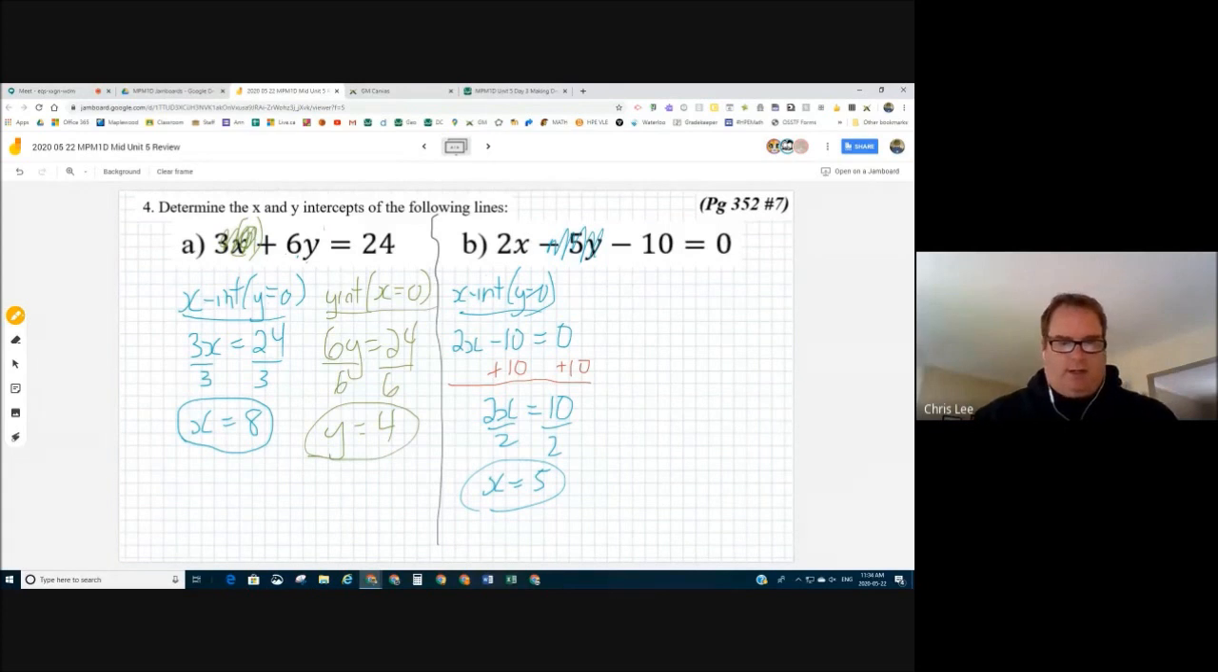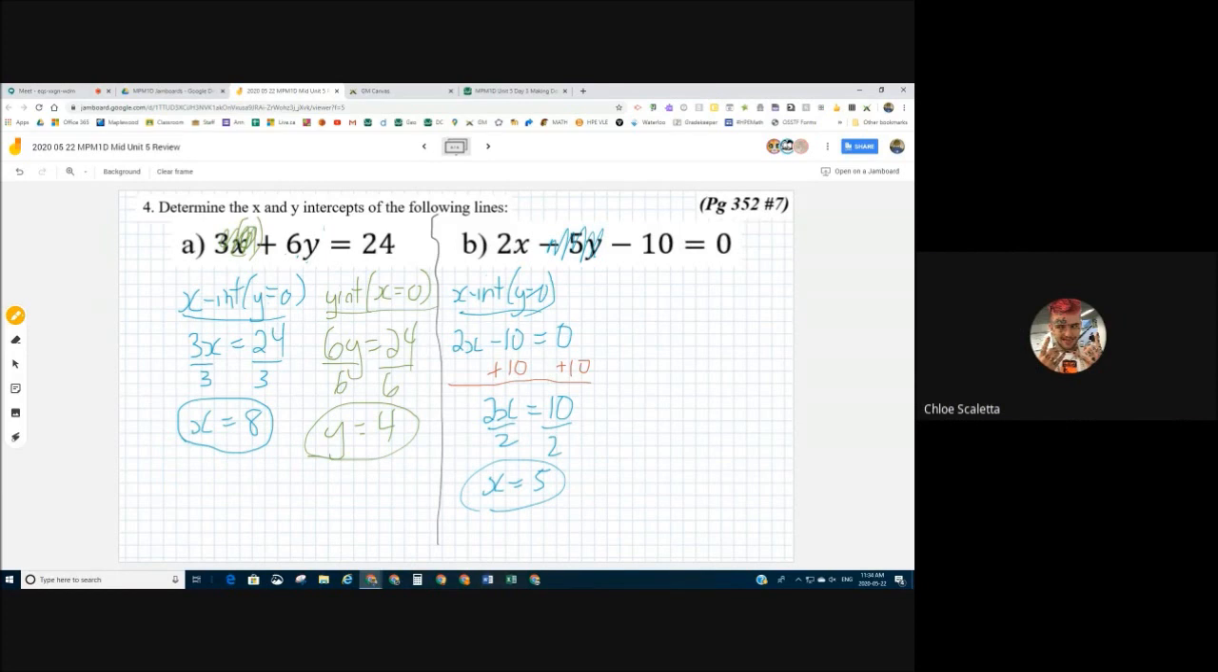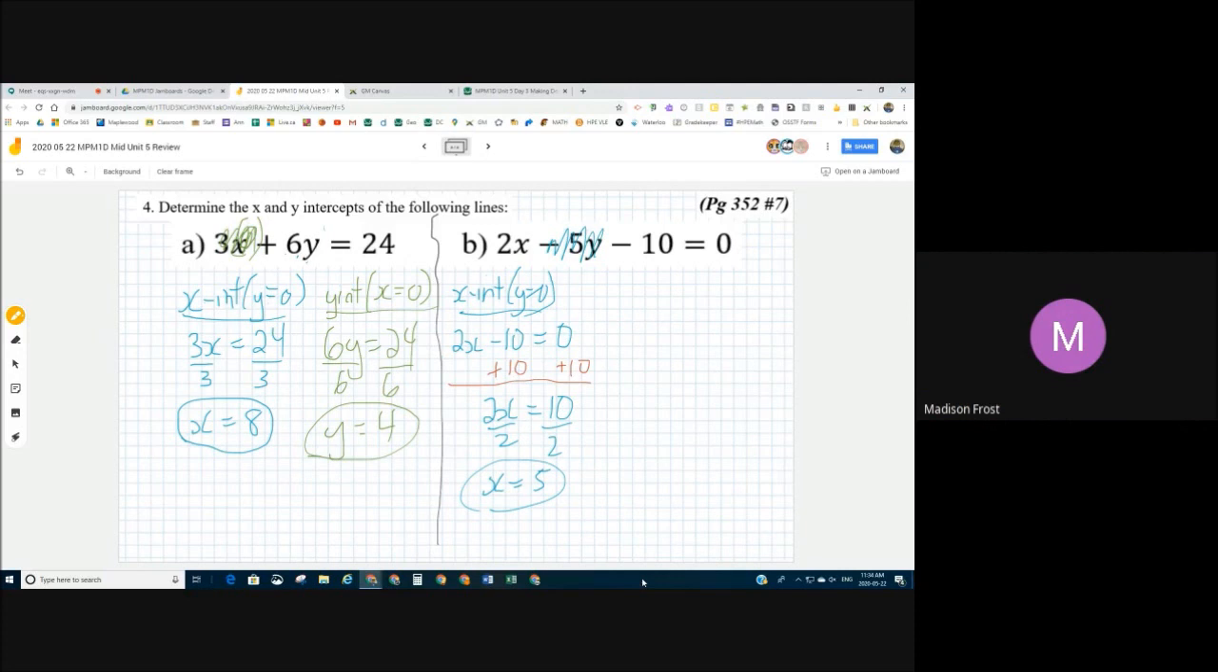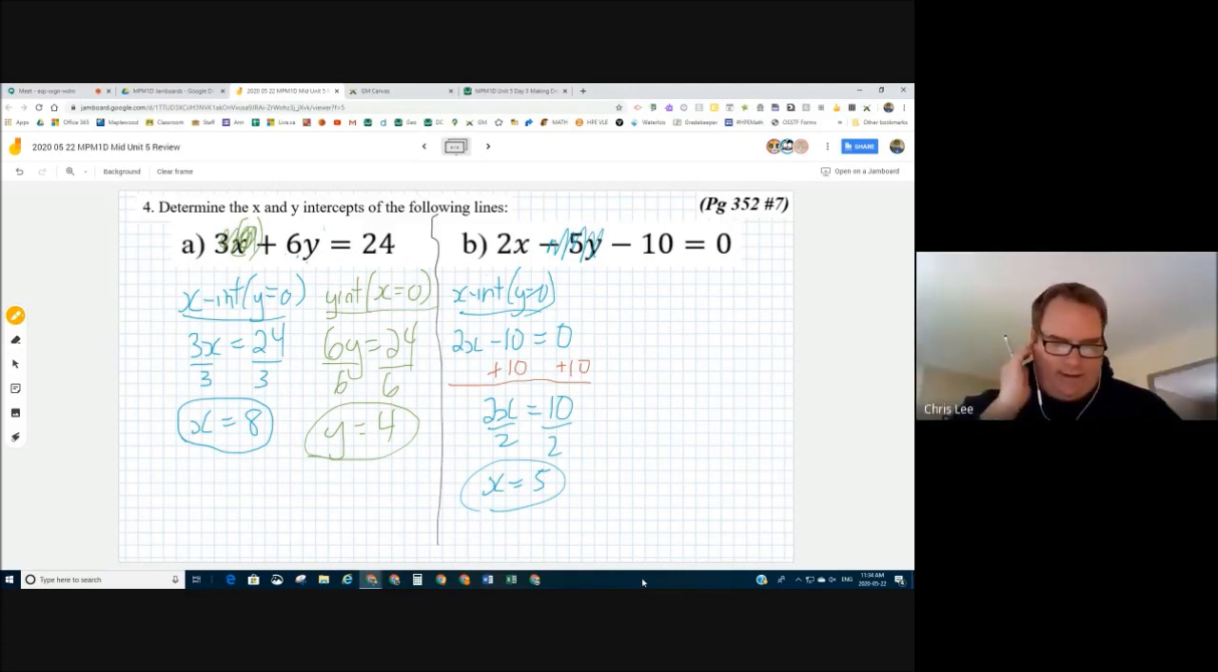Okay, I need another volunteer who wants to try the Y-intercept. Look at all these awesome people. Come on, I know someone wants to try it. Sorry, Madison, was that you? I thought I heard you talking, even though you're muted. Madison, how are you doing? I heard you wanted to do the Y-intercept. Come on, I'll walk you through it.